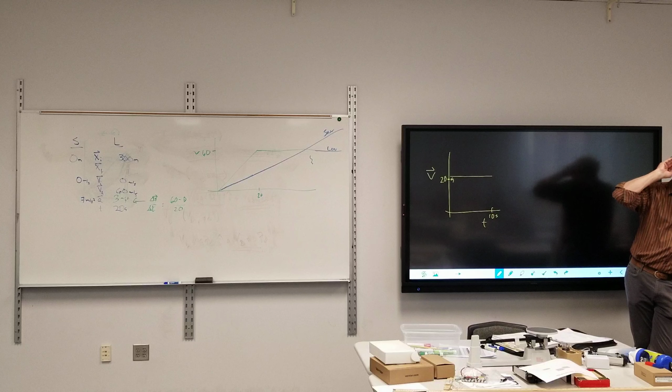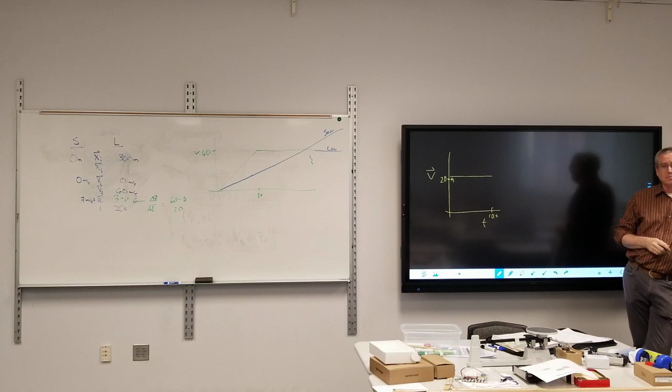Would you multiply the x and the y, so 10 times 20? Yeah, and that would get you 200 meters. That would get you the displacement. The displacement is 200 meters.